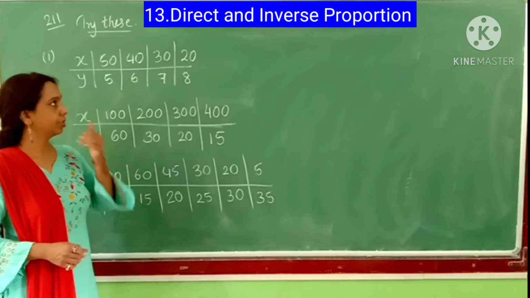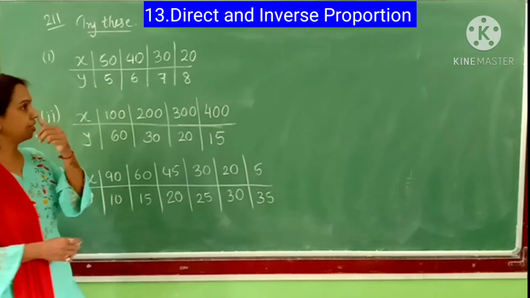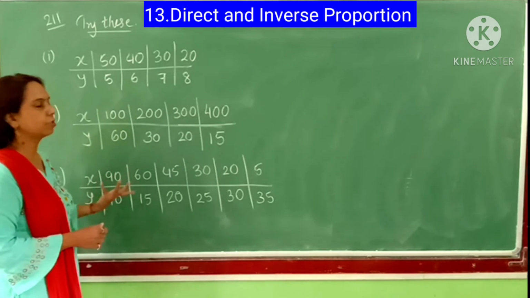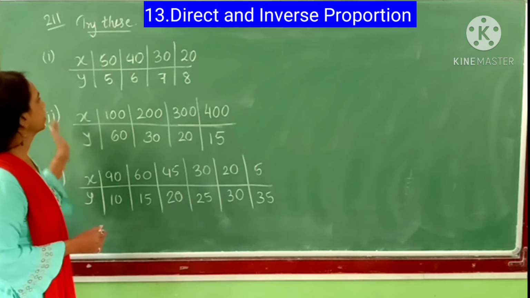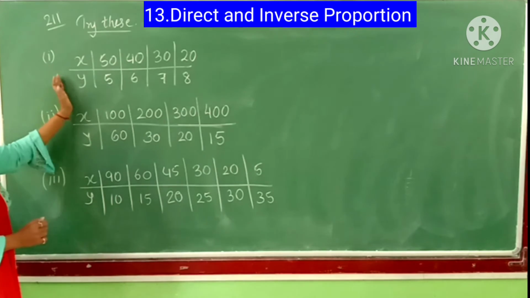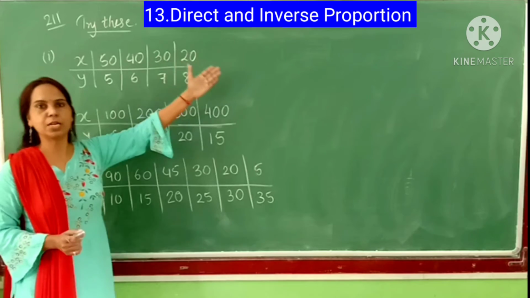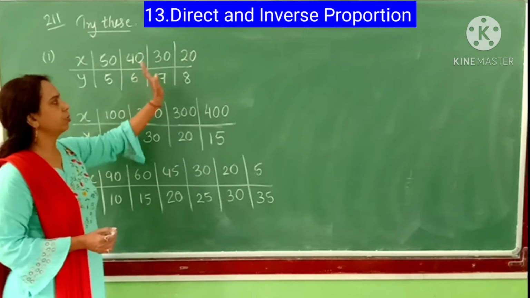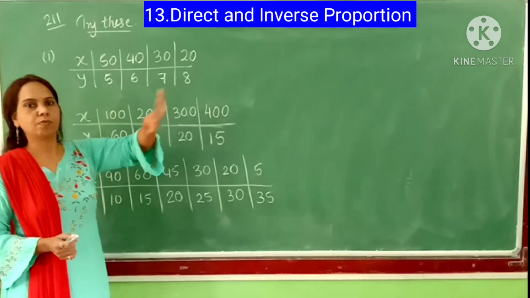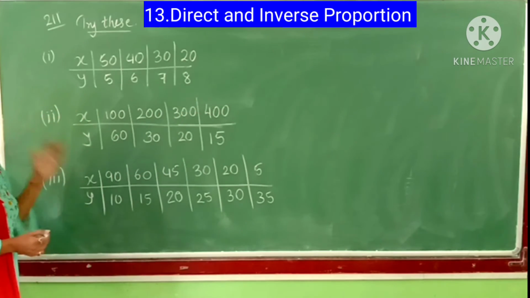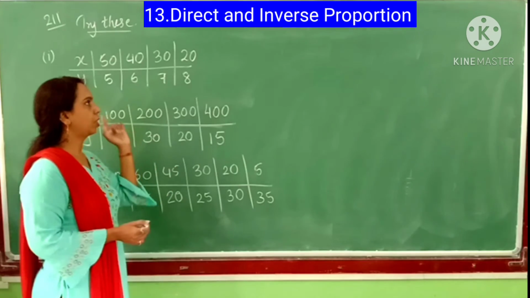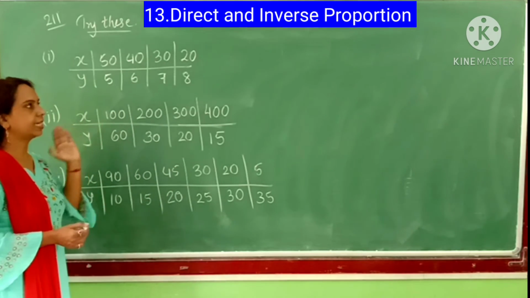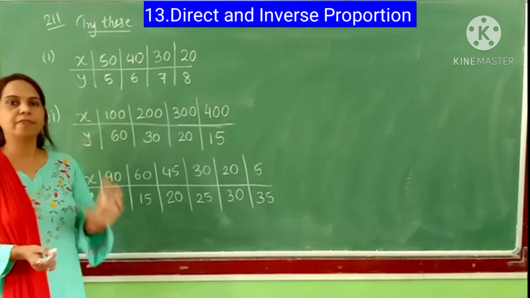Page 111, try this sum. Here we have to observe the table and find out whether the variables are in inverse proportion. So first, x and y are given. For x we will consider the values x1, y1, x2, y2, x3, y3, x4, y4. For inverse proportion we have the condition that the product of the two quantities remains constant. So x into y is one particular value.